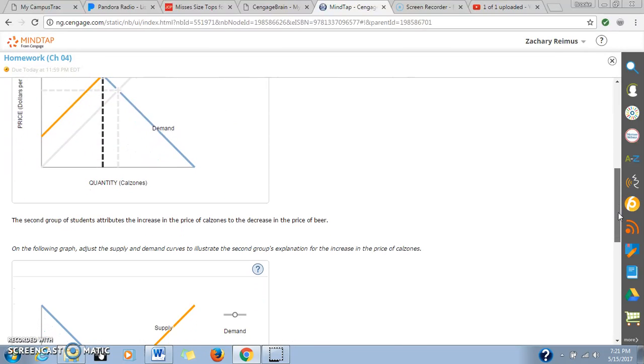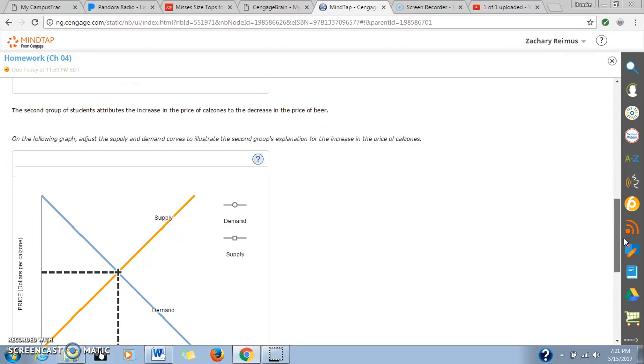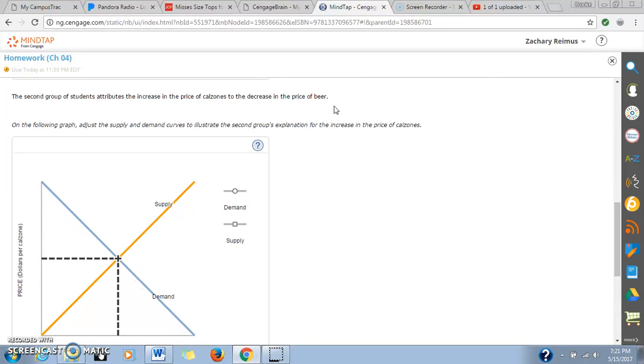Now we go on to the next one. The second group of students attribute the increase in the price of calzones to the decrease in the price of beer. Typically people would think of drinking beer and pizza together. If they're drinking them together, that means they're complementary goods because consumers buy them together.